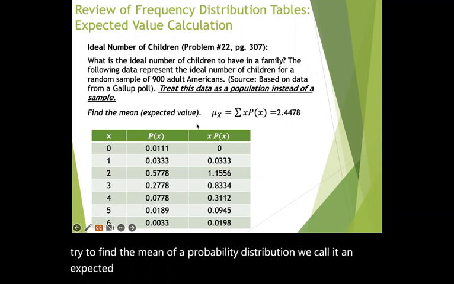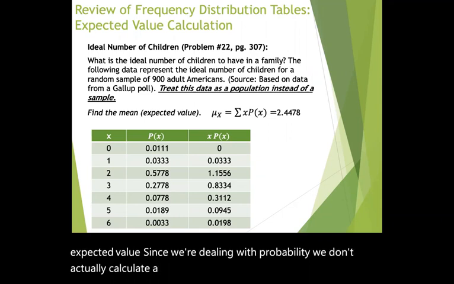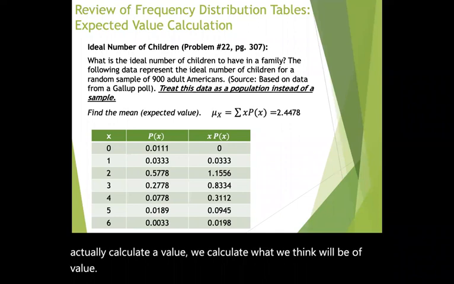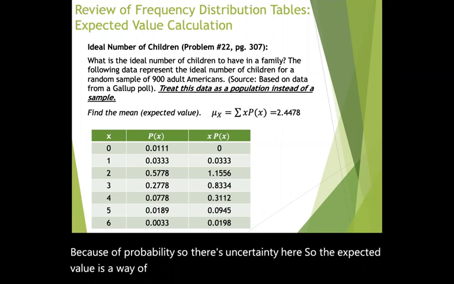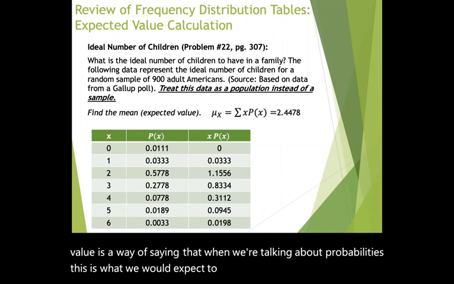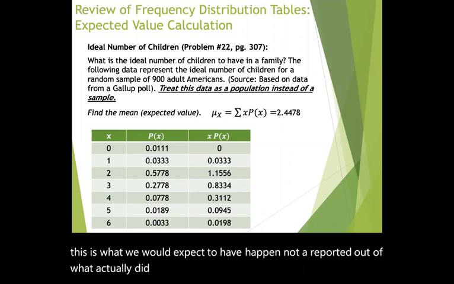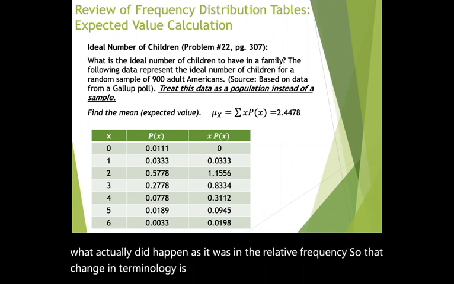Since we're dealing with probability, we don't actually calculate a value. We calculate what we think will be a value because of probability. So there's uncertainty here. So the expected value is a way of saying that when we're talking about probabilities, this is what we would expect to have happen, not a reporting out of what actually did happen as it was in the relative frequency. So that change in terminology is what happened, not the change in calculation.